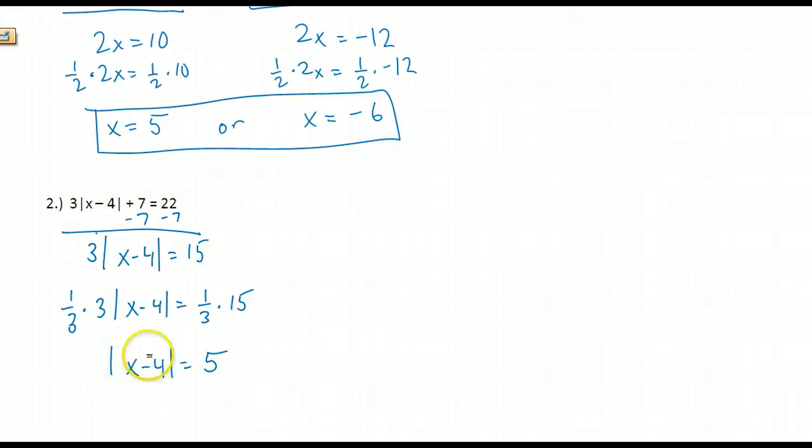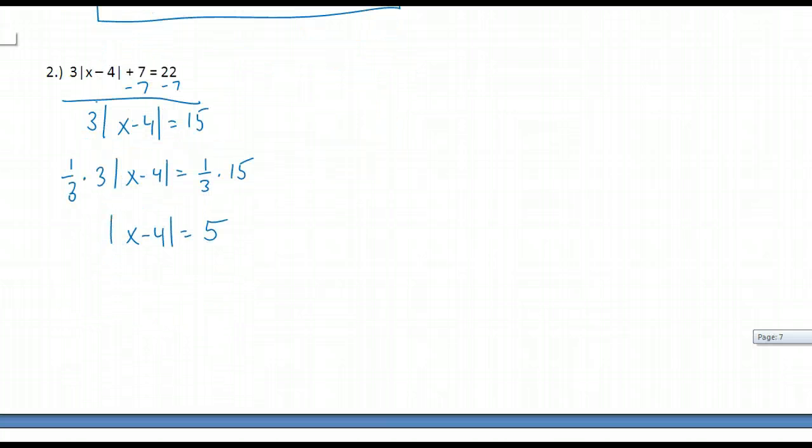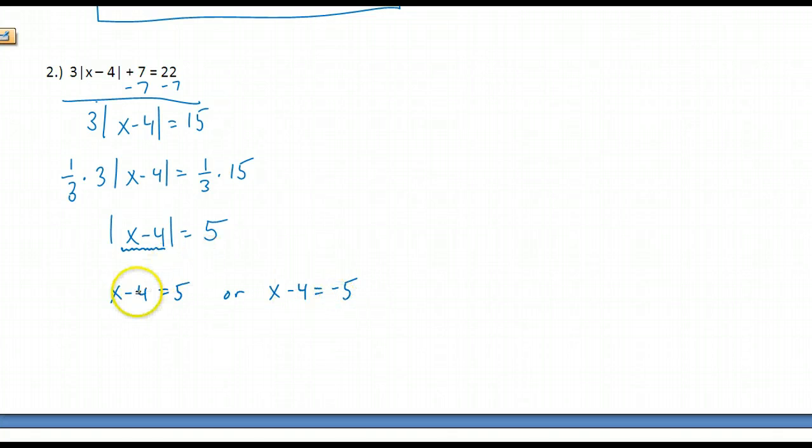Only now can I set up my two different equations. Before I can get rid of this absolute value symbols, I need to get rid of the plus 7 and the 3 times. At this point, I want to set up my two different equations. I have x minus 4 inside of my absolute value. So my two choices are x minus 4 equals 5, or x minus 4 could be -5. Either way, the absolute value will give me this positive 5 answer.